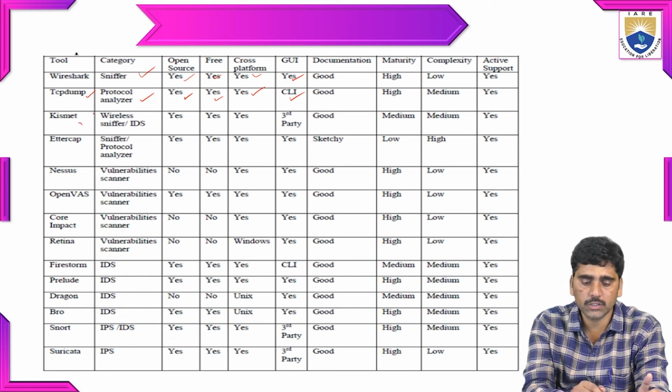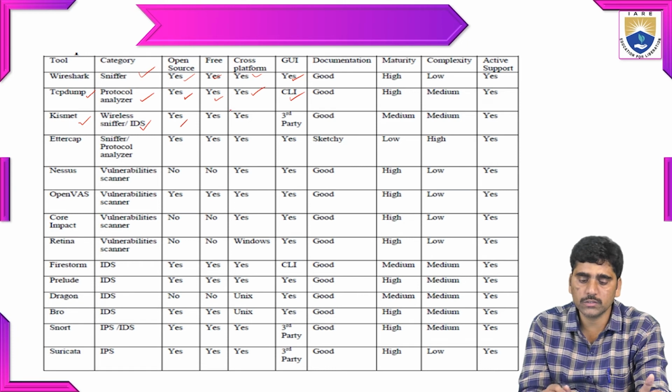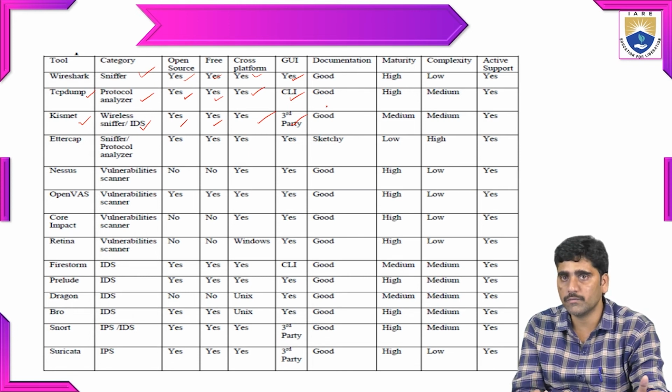And next, Kismet tool. This is a wireless sniffer tool, and you can also say that it is an intrusion detection system. It is open source, free, cross platform, and it is a third-party tool.